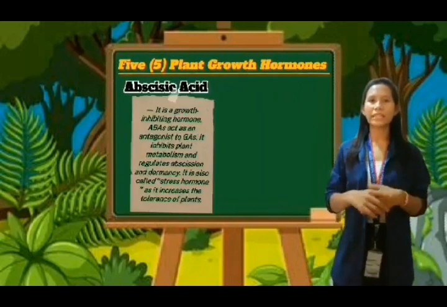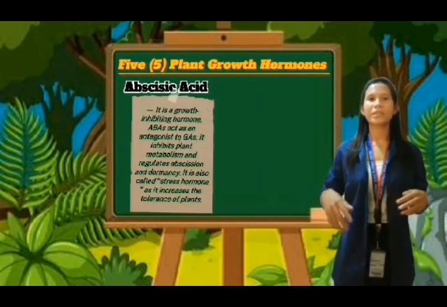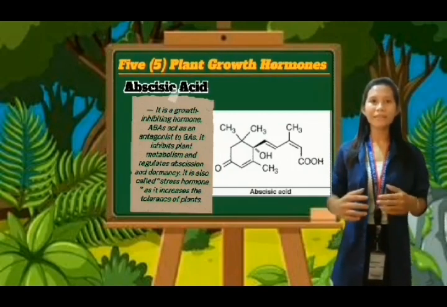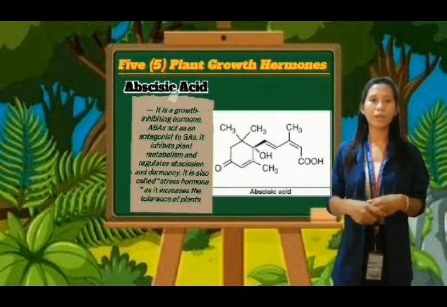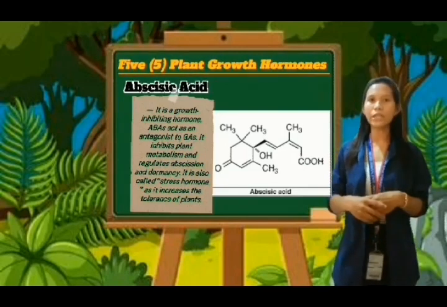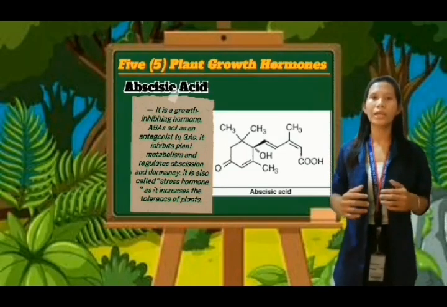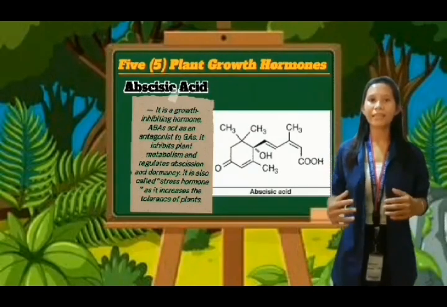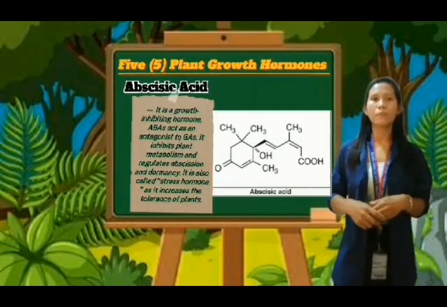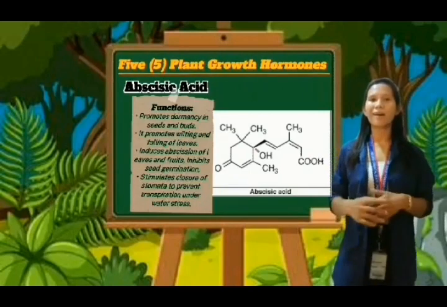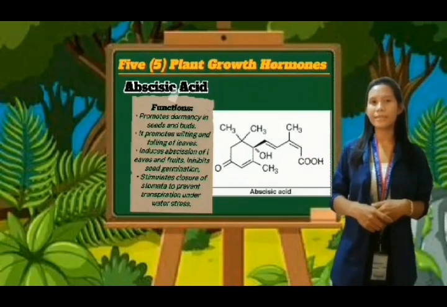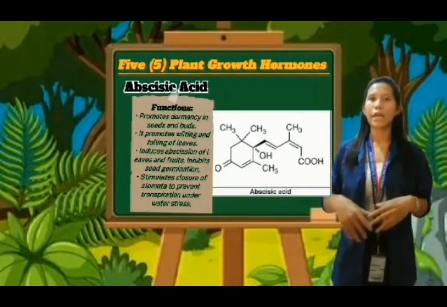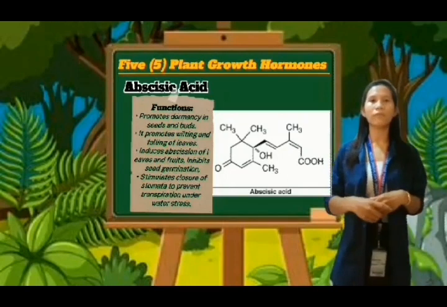The last one is abscisic acid. Abscisic acid is a growth inhibiting hormone. ABA acts as an antagonist to gibberellins. It inhibits plant metabolism and regulates abscission and dormancy. It is also called the stress hormone as it increases the tolerance of plants. The functions of abscisic acid: it promotes dormancy in seeds and buds. It promotes wilting and falling of leaves.